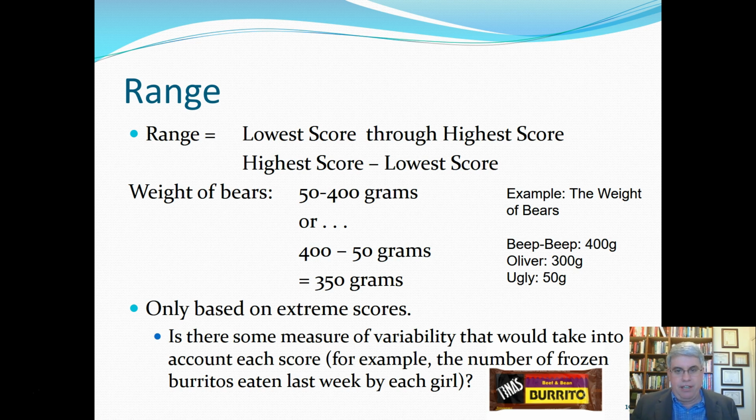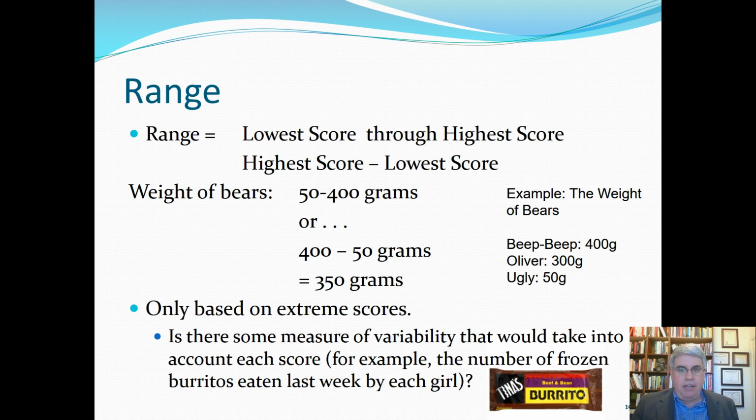Let's talk about the range. The range can go from the lowest score through the highest score. Or if we want to calculate just a single number, we can take the highest score and subtract the lowest score from it. For example, the three bears that we've seen, Beep Beep, Oliver, and Ugly. Ugly's the lightest at 50 grams, and Beep Beep's the heaviest at 400 grams, and so we can say the range goes from 50 to 400 grams. Or, if we wanted to calculate a single number for it, we would take 400 minus 50 and say that the range is 350 grams.